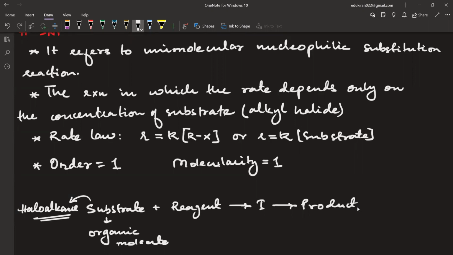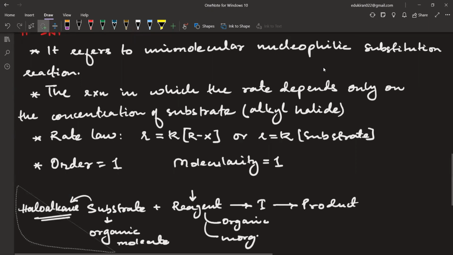You got it? Yes or no? Tell me. Yes, sir. Okay, so it is not one carbon, but it is the organic molecule, that means carbon containing. Reagent can be both organic and inorganic. But generally reagents are more polar than the substrate. Okay. Fine.